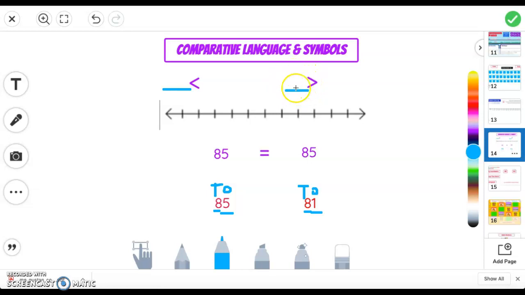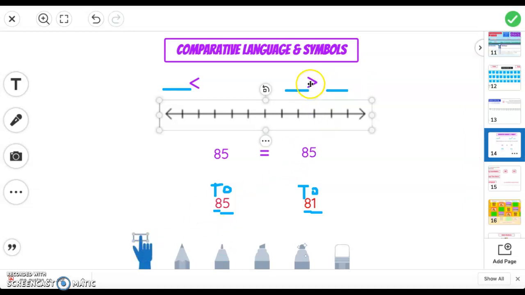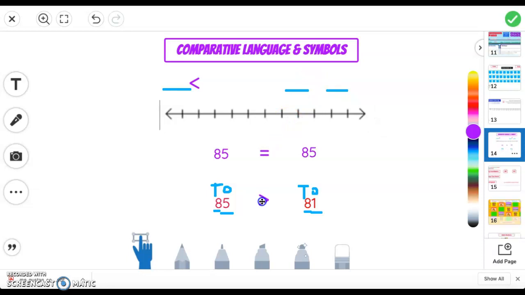So the bigger number is going to be on this side. This side is the small side, so the smaller number is going to be on this side. So let me go ahead and drag that arrow down here. And now I'm going to read out my comparative numbers and language. So it's going to say 85 is greater than 81.